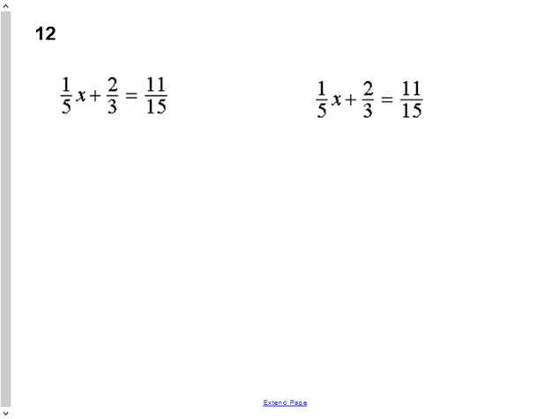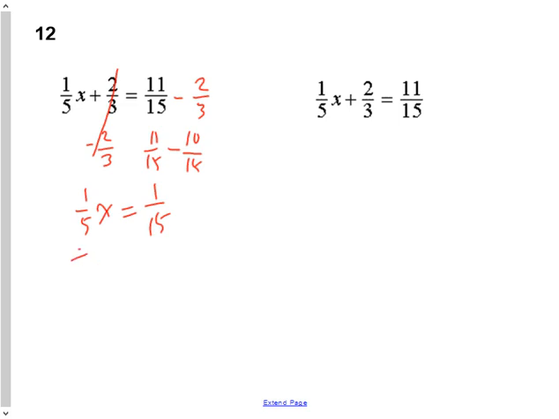The first way is the way you would have learned in grade 7. Get rid of your constant first. Subtract 2/3 from both sides. 1/5 x equals, if I'm going to subtract 2/3 over here, 15 is my common denominator. Equivalent fractions. 11/15 take away 10/15 is 1/15.